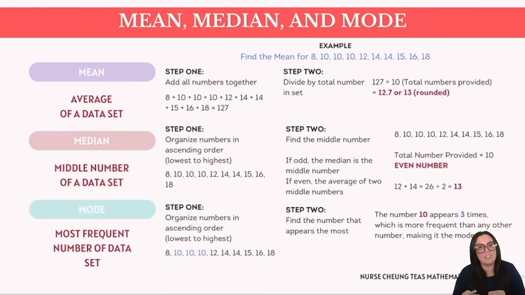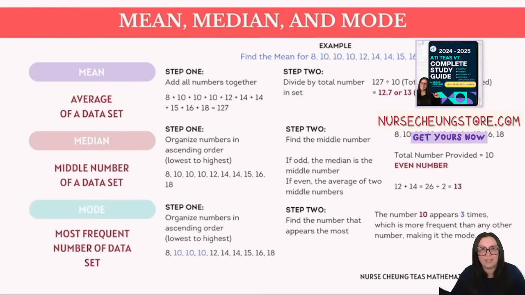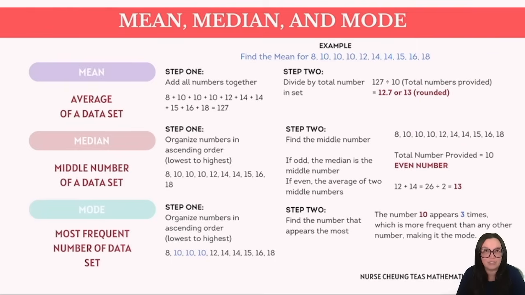So when you are taking your TEAS, they are going to give you a list of numbers. That is going to be your data set that you have to compare in order to find these values. What I highly recommend that you do when you're taking your TEAS is to place those numbers in numerical order from least to greatest.